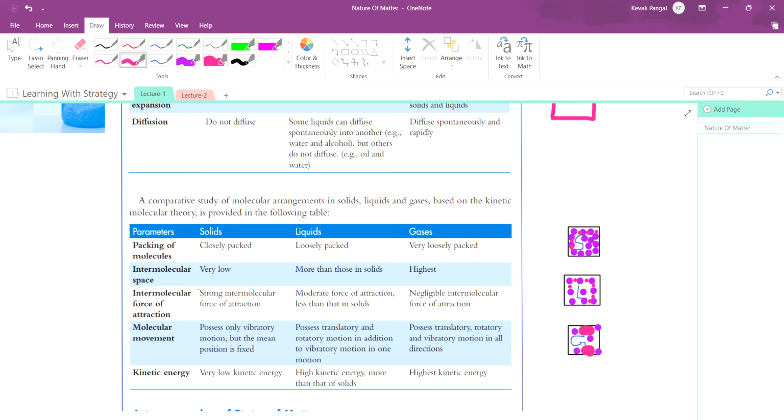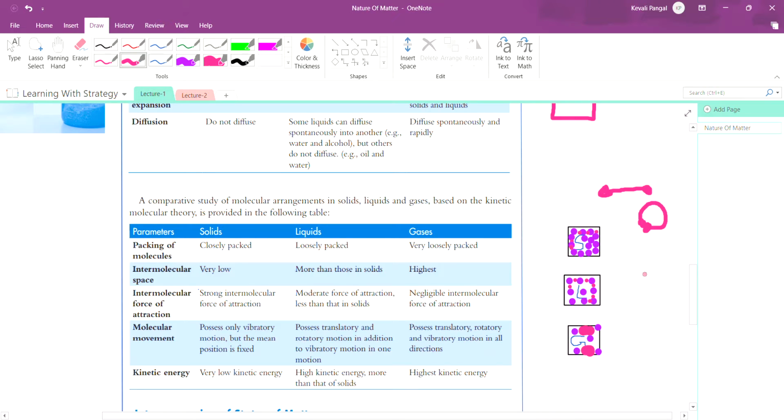What do you mean by translatory motion? It's the motion in which all points of a moving body move uniformly in the same line or direction. Suppose this is one molecule, it can move in the same line and direction and comes to this final position from this initial position. It's the translatory motion. Rotatory motion, this is the rotatory motion. From here to here.